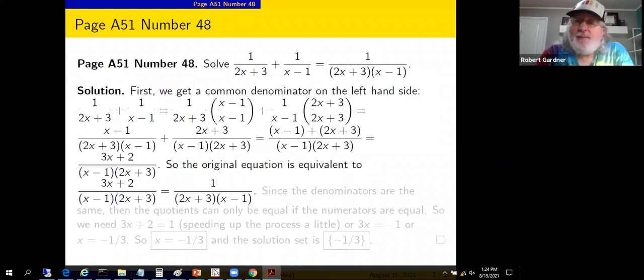We need a common denominator. And the big idea is to simplify. So let's take this left-hand side and get a common denominator and add these together. Let's do that addition, but you can't do that addition with these quotients unless you have a common denominator. The common denominator would be the product of these two. So let's take the first one, 1 over 2x plus 3.